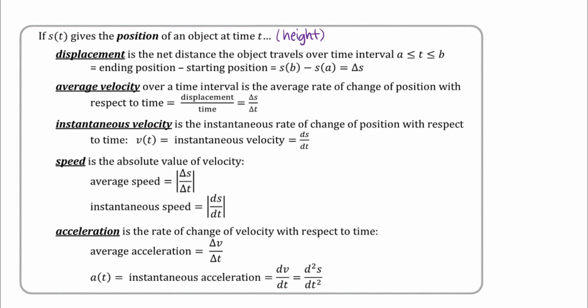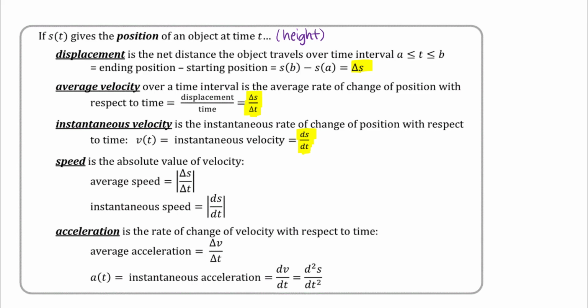So a few formulas to pay attention to here. Displacement is change in position. Average velocity is an average rate of change, so change in position with respect to time, delta s over delta t. An instantaneous rate of change is going to be a derivative. So this is the rate of change of position with respect to time. We call that the velocity function. It's really an instantaneous velocity.